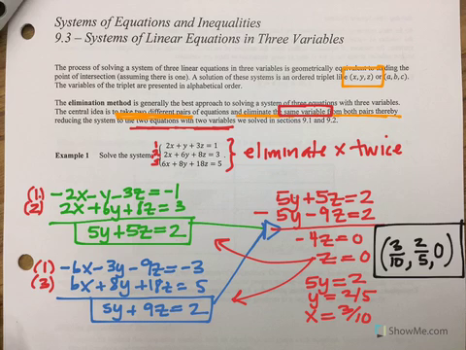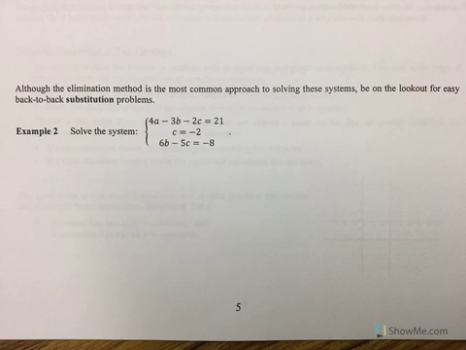So this is what some of the harder problems can look like, where you have to eliminate a variable twice, and then once you've eliminated that variable twice, you're using the resulting equations to create a system of equations that's a 2 by 2. Sometimes problems have variables missing and they seem like harder problems, but they're actually the easier problems. So let's take a look at example 2. So take a look at this problem.